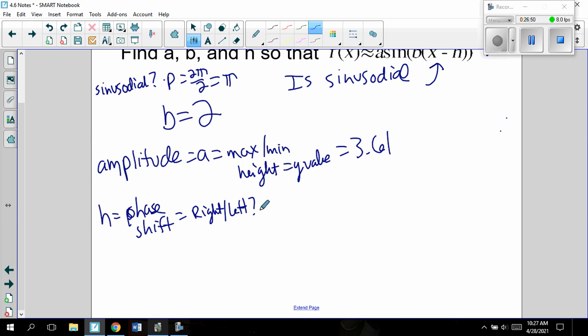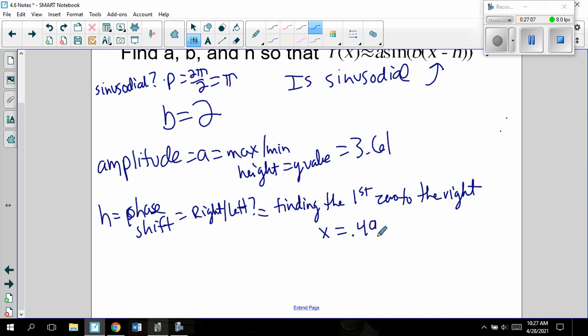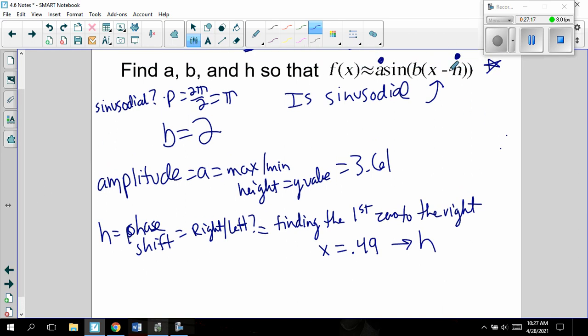Okay. So just again to dictate what we're doing here. So right or left, I do this by finding the first 0 to the right. In this case, that first 0 was at 0.49. And that is what is going to give you your H value. Because of this minus symbol, sorry, I'll slide up a little bit, that is a right transformation, which is the other reason I find the right one. And so this 0.49 is what goes in for H.